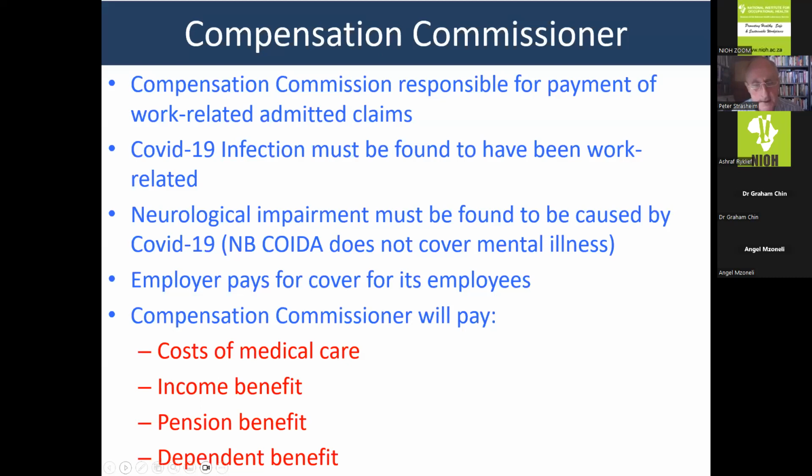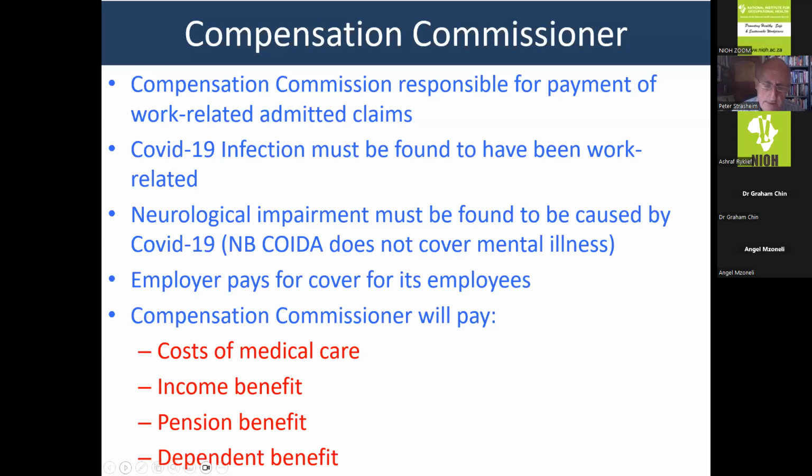Crucially and importantly, the COVID-19 infection that resulted in mental illness would not be covered by COIDA, because it doesn't cover mental illness. The employer pays for cover for its employees every year, and the compensation commissioner will pay the costs of medical care, an income benefit for the duration of the employee's inability to work, a pension benefit if they're permanently unable to work, and a dependence benefit if they die.